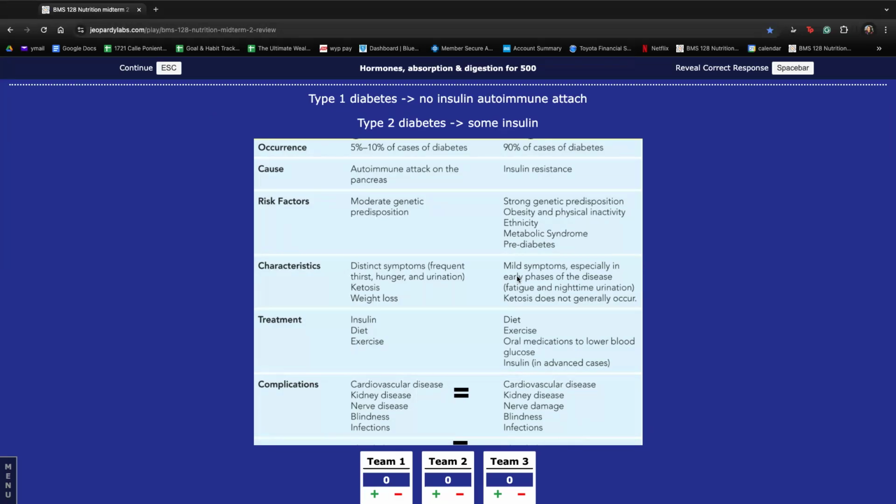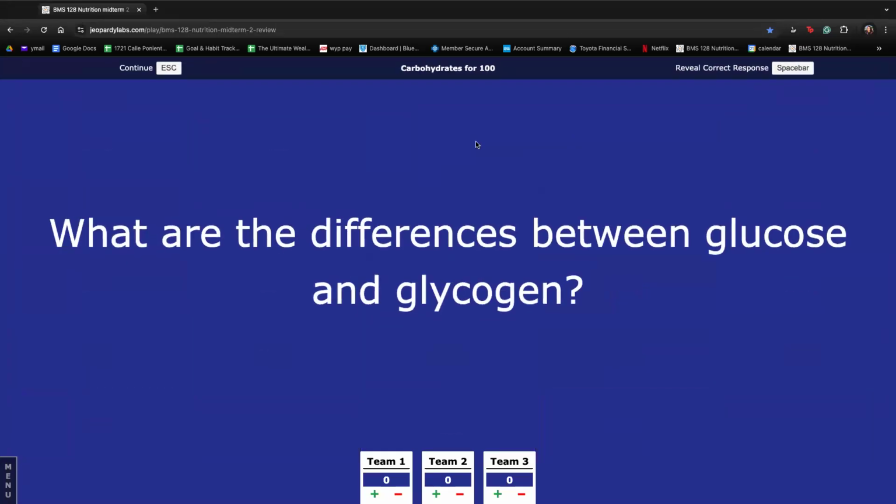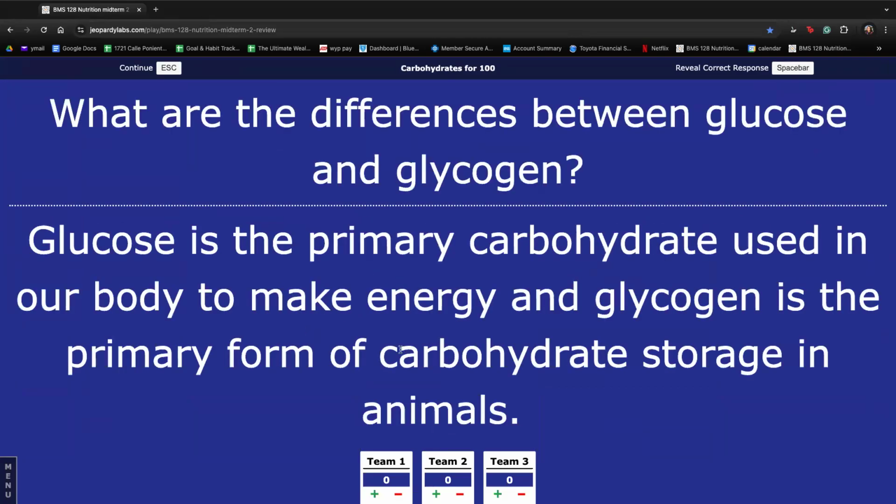Any questions? Okay, our next column, carbohydrates. What are the differences between glucose and glycogen? Glucose is a monosaccharide, and glycogen is how it's stored as a polysaccharide, specifically for animals.